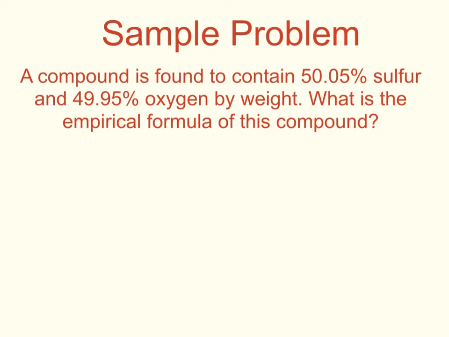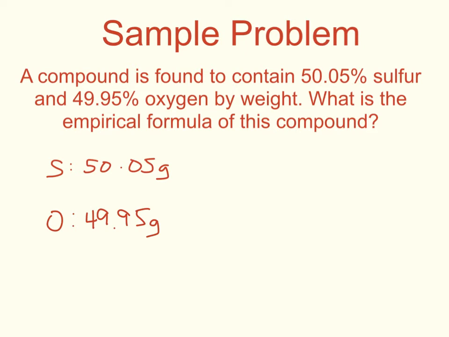A compound is found to contain 50.05% sulfur and 49.95% oxygen by weight. What is the empirical formula of this compound? Our first step is to change from percent to mass. In the problem, we're told that we have 50.05% sulfur. Remember that percent is out of 100, so 50.05% sulfur can just be written as 50.05 grams of sulfur. Likewise, we'll do the same thing for oxygen. 49.95% oxygen can simply be written as 49.95 grams of oxygen, because our percent is out of 100.